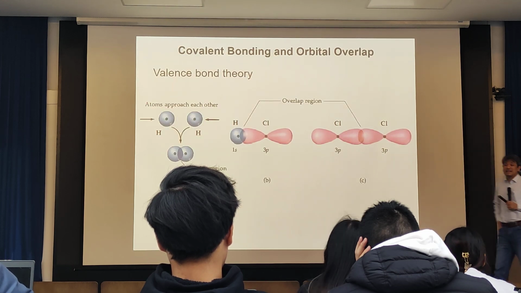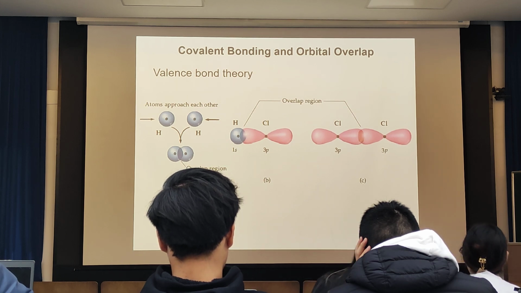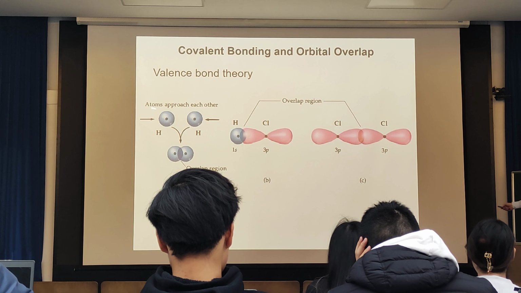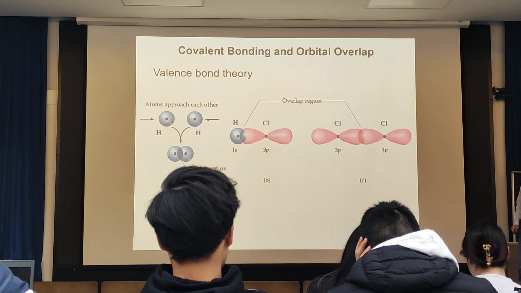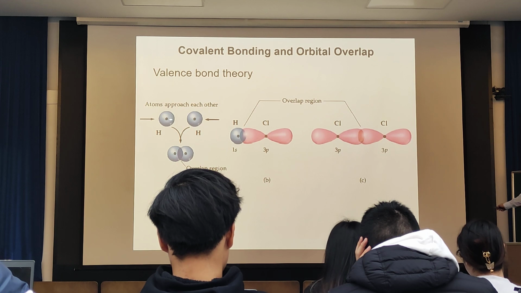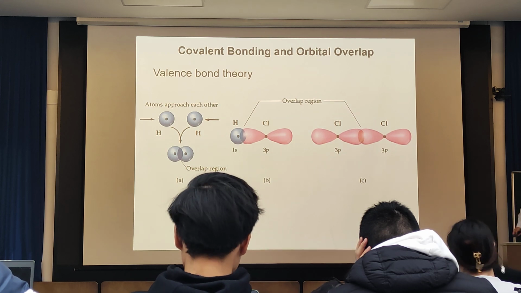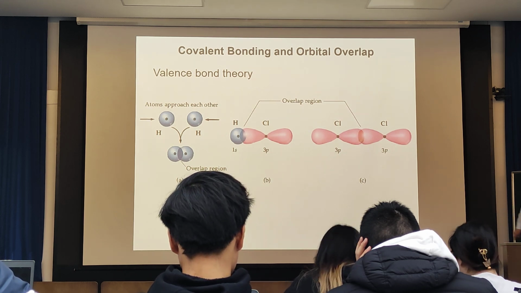Now, we move to the last part. We talk about covalent bonding and orbital overlap. Imagine that you have two atoms, right? And each atom has one atomic orbital. So here in the orbital, you have the nucleus with positive charge and you have an electron with negative charge, right? So the second orbital will be the same.